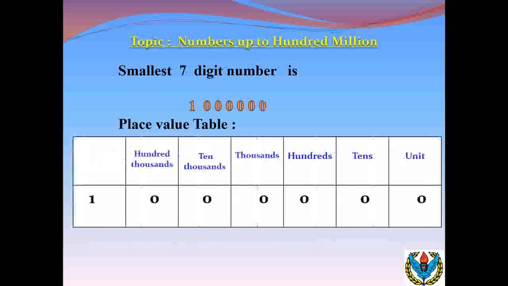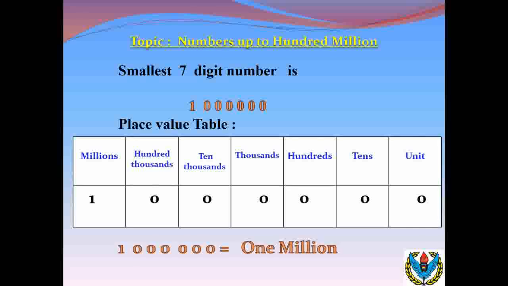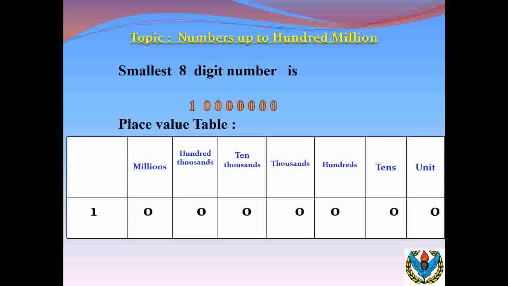100,000. When there is a 7-digit number, it goes from unit to millions. The place value after 100,000 is million. So the smallest 7-digit number is 1 million. The smallest 8-digit number is 1 with 7 zeros with it. And this number goes from unit to 10 millions. So the place value of an 8-digit number goes from unit to 10 millions. The smallest 8-digit number is 10 million.